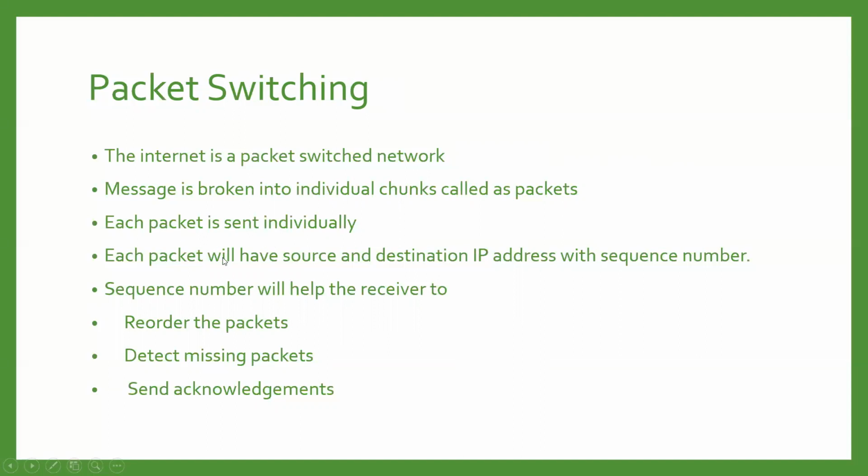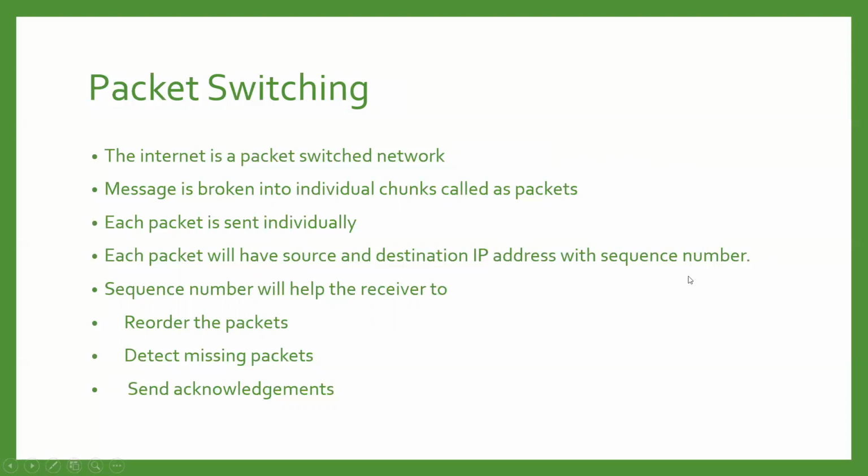Okay, and every packet will have some information. Which information? The source and destination IP address will be provided on every packet, along with a sequence number. Why the sequence number? Because at the receiver side, every packet is sent individually, right? So it may be possible that the first packet is received first, but after the first, the second is not received. After the first, it may be possible that the fifth packet is received. So to reorder every packet at the receiver side, a sequence number is provided on every packet.